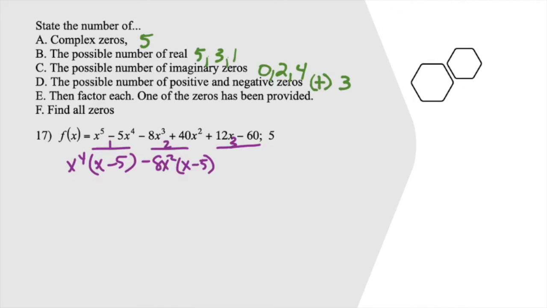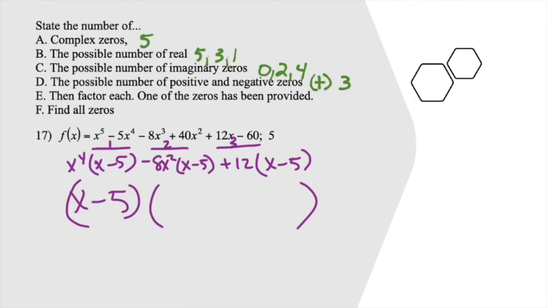The last one, what can I take out? A 12. And I get x minus 5. That is so fantastic. I think you bring it down, right? Yeah, so I'm going to take my x minus 5. By the way, that is the factor of 5 that we told us that we were going to get. There's the factor and there's the root. What's left over? X squared. Careful. X to the 4th minus 8x squared plus 12. How do I do that one?